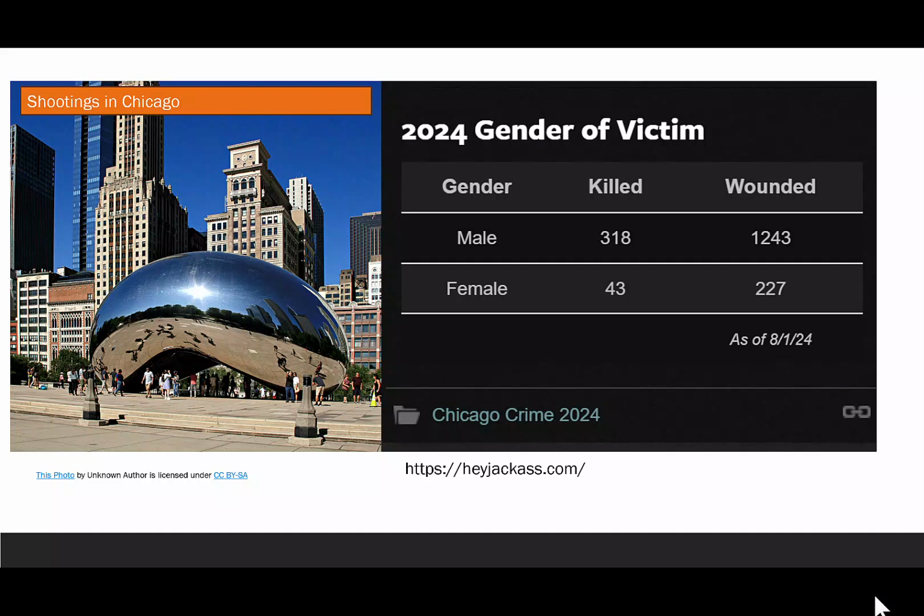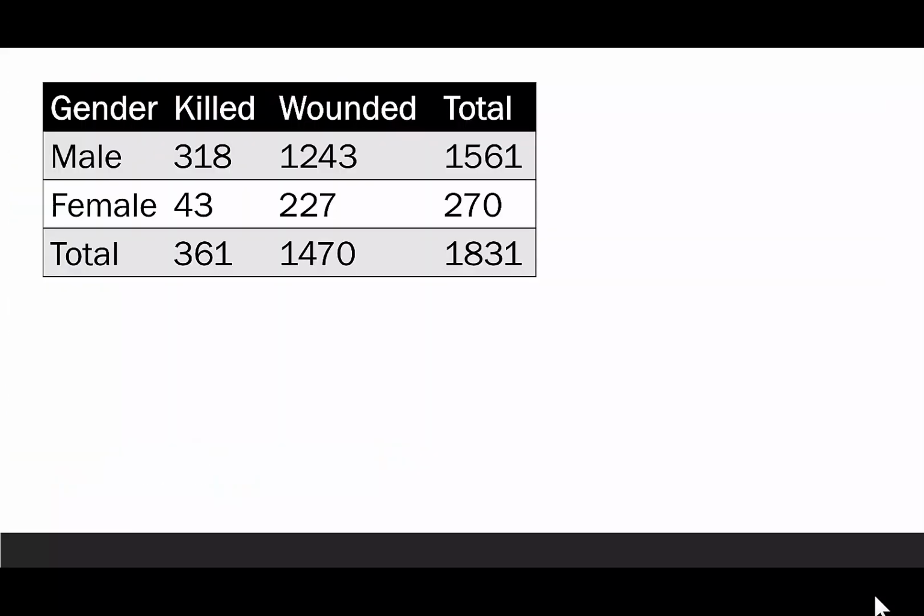The data in the table gives us information about shootings in Chicago in 2024 from January 1st to August 1st. The data has been separated by gender and if the victim was killed or wounded. We can take that data and add another column and row to give totals for each event. Let's find the probability that someone was killed. Here we take the total number of people killed, 361, and divide by the total number of elements in our sample space, 1,831. This gives us a probability of 19.72%.